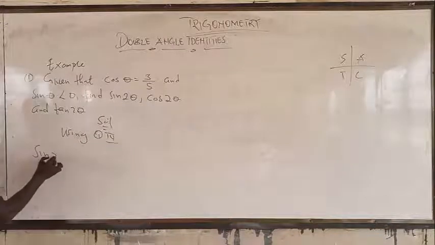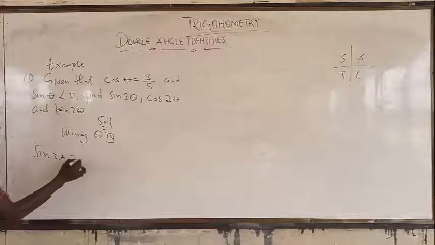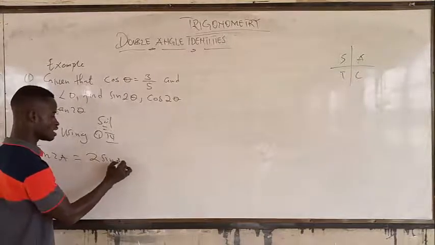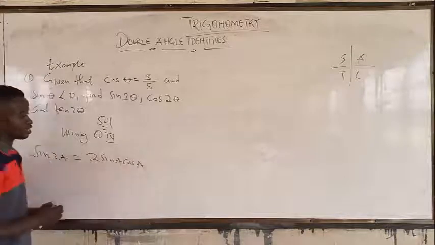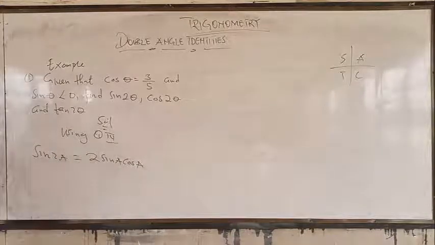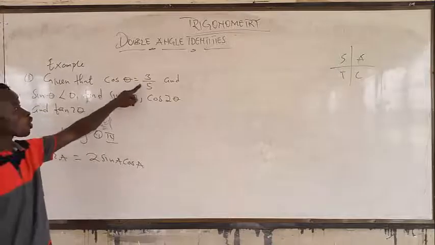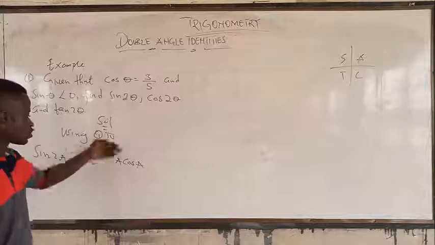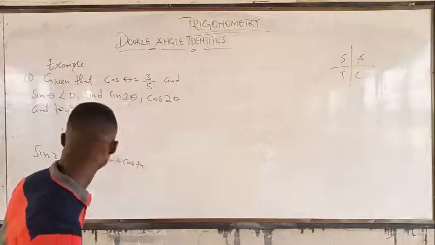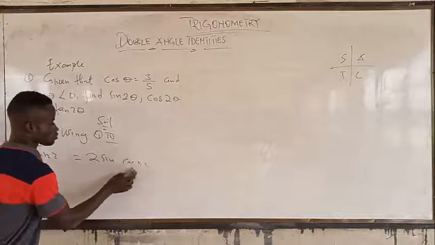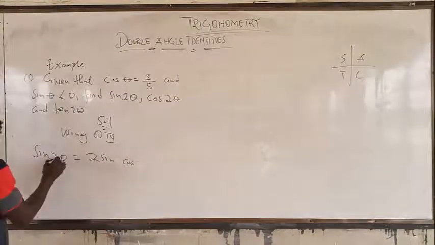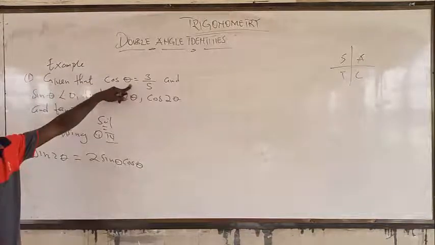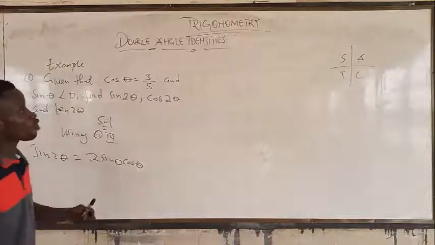Let's go and find sin 2 theta. We know that sin 2a is equal to 2 sin a cos a. We know the value of cos theta, but we don't know that of sin theta, so we need to find it.